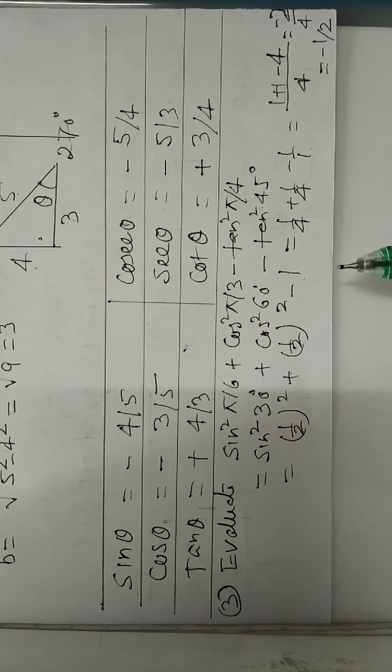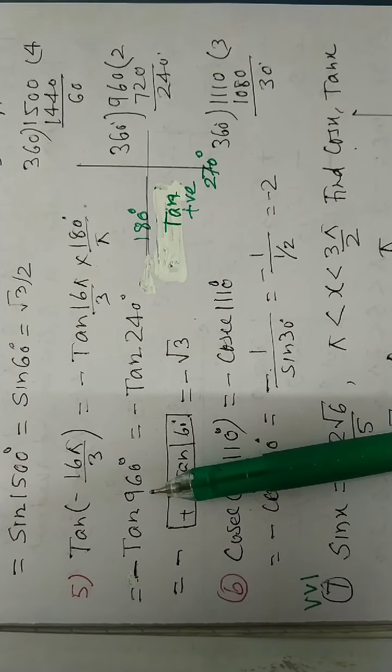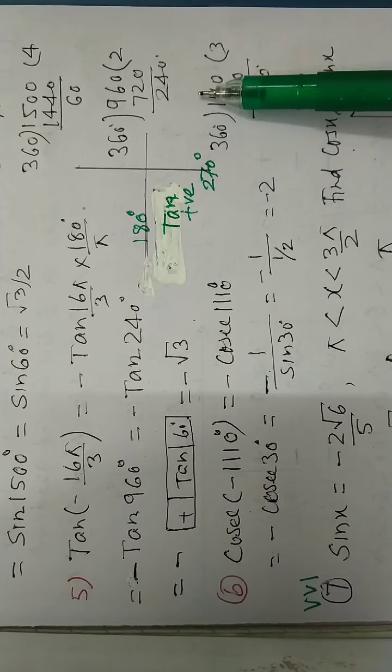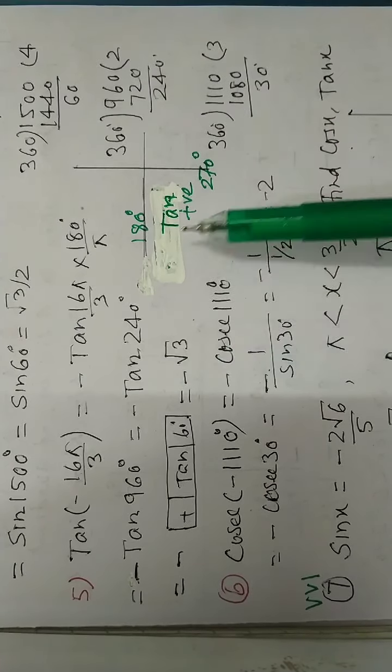Sin 60 you know. Next, tan of minus 16 pi by 3. Minus is taken outside in case of tan. Remove pi, it comes 960. Divide 960 by 360. The remainder is the new angle, 240. Now 240 lies in third quadrant where tan is positive. So positive. This negative is already outside. The 3 box, tan is positive in third quadrant. Tan remains tan. 240 deviated from 180 becomes 60, so minus root 3 is the answer.